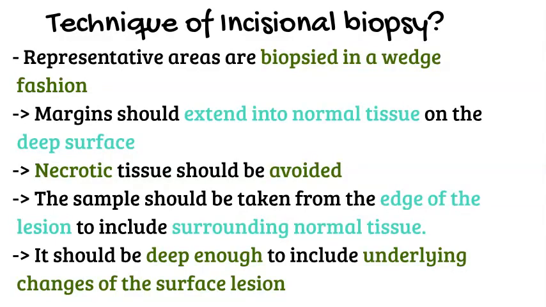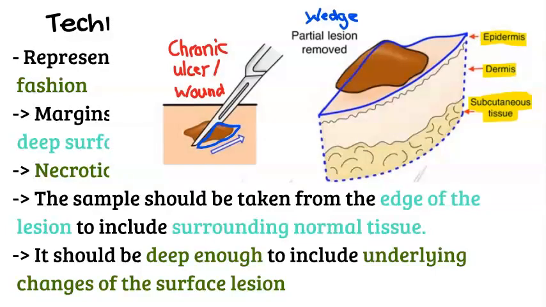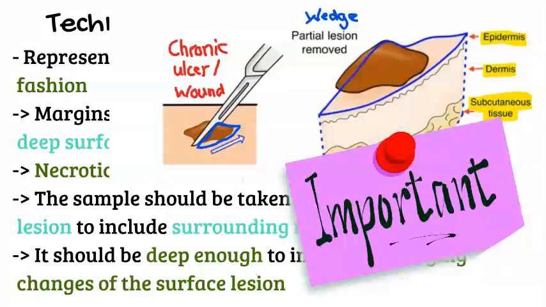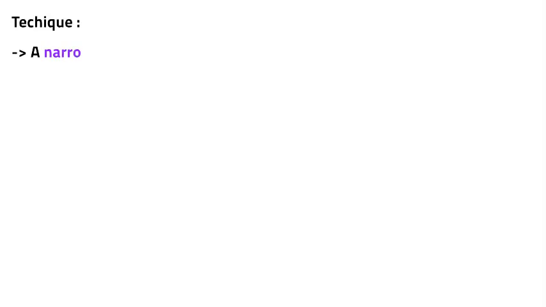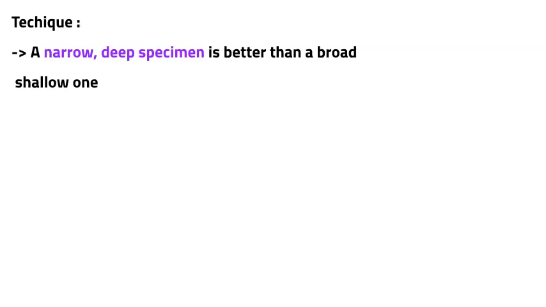This figure illustrates how to do a wedge biopsy or incisional biopsy. It is done in a chronic ulcer or wound. In a wedge pattern, a partial lesion is removed. It should include the epidermis, the dermis, and subcutaneous tissue. The technique for incisional biopsy: a narrow, deep specimen is better than a broad, shallow one.